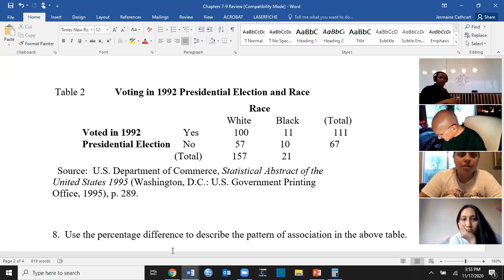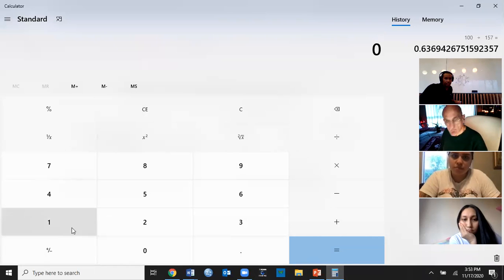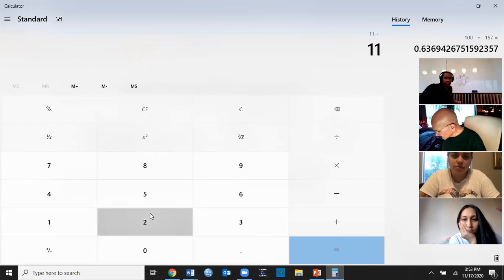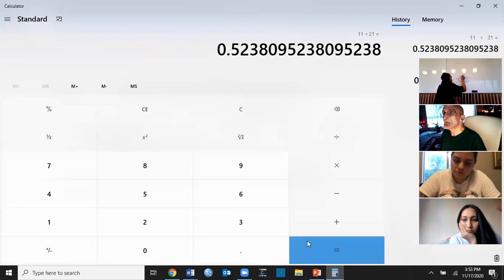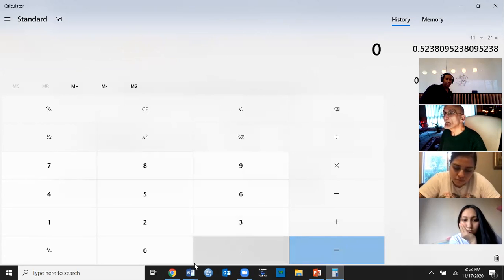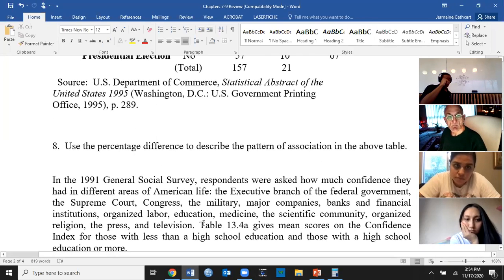Hopefully everybody remembers that. Now this next one, we're going to do 11 divided by 21. And we're going to get about 52%. And here, obviously, we'd have 48% here, okay? So now that we got that, we can do a comparison of the percentages here to determine whether or not race influences voting.